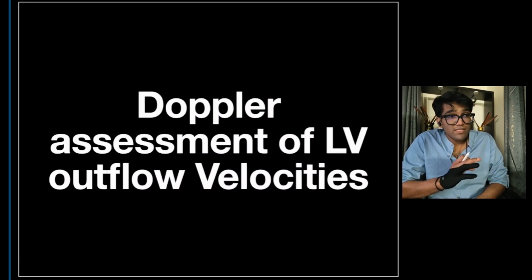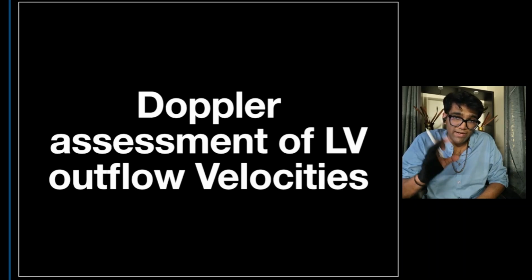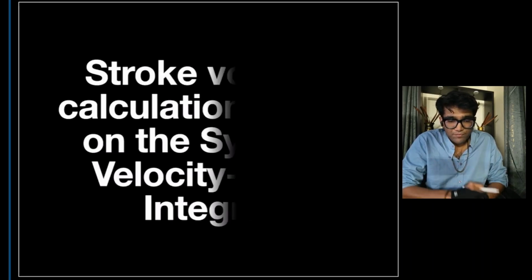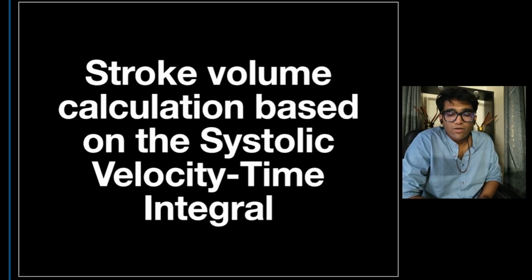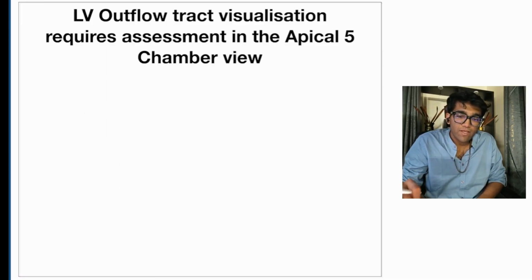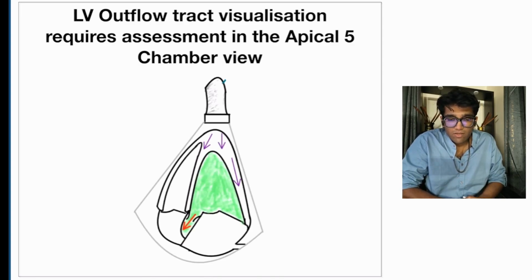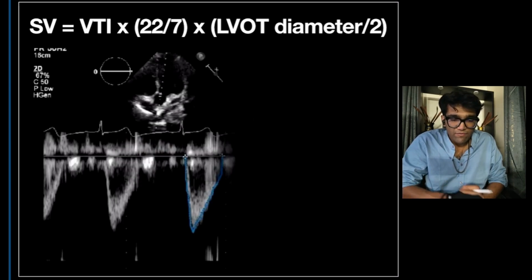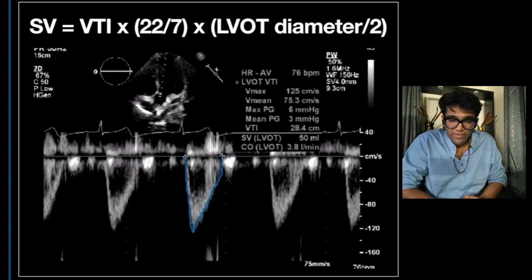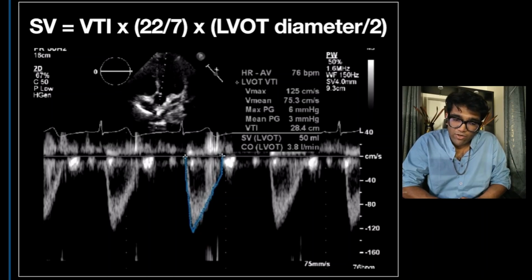Now we're going to use Doppler to assess the LV outflow velocities of blood, of the jet of blood that is being pushed out by the LV into the aorta. For this, we can use a very interesting technique, that is the velocity time integral. So we visualize the LV outflow tract using an apical 5-chamber view, and in that view we placed a pulse Doppler line of interest at the LVOT, or that is the root of the aorta.